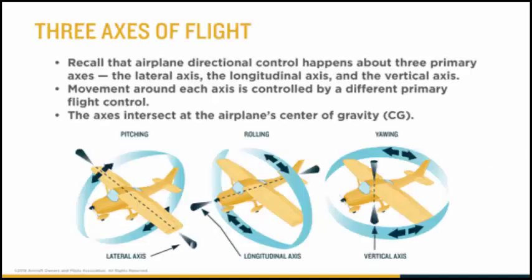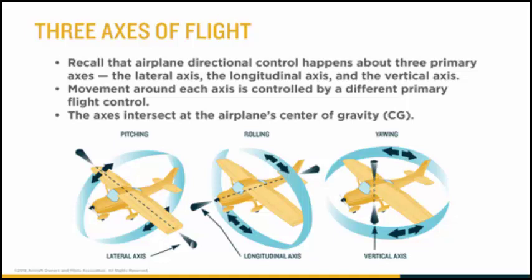So hopefully we remember how a plane can move. We have three axes: vertical, lateral, and longitudinal. The lateral axis extends from one wingtip to the other wingtip. Motion about the lateral axis is called pitch, and it is controlled by the elevators.